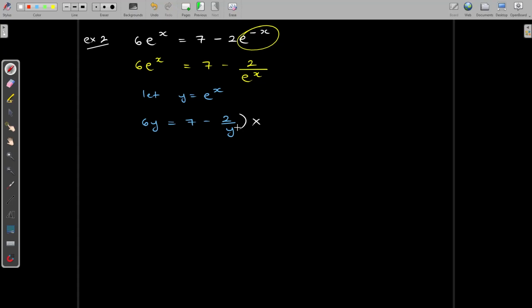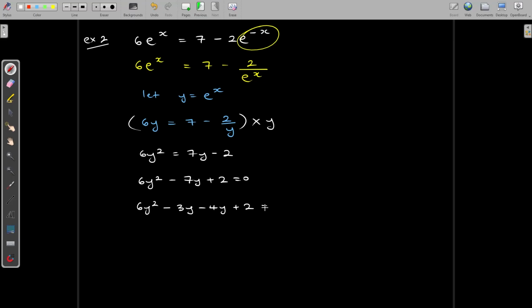So multiplying everything by y will give us 6y squared is equal to 7y minus 2. Then we can transpose, get our quadratic, and solve. So 6y squared minus 7y plus 2 is equal to 0. So applying AC method, this is negative 4, negative 3. So this is 6y squared minus 3y minus 4y plus 2 equals 0.